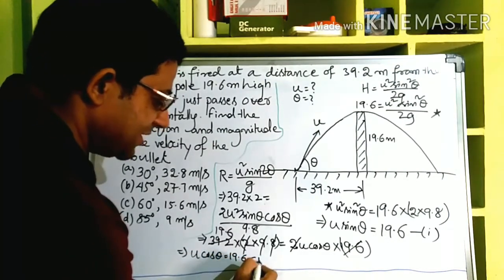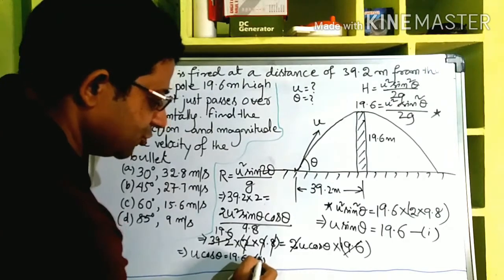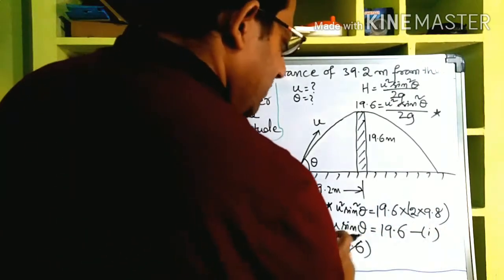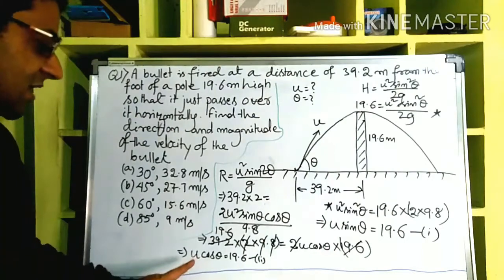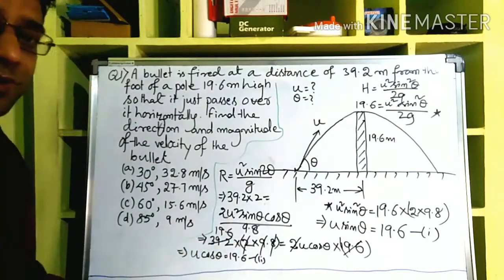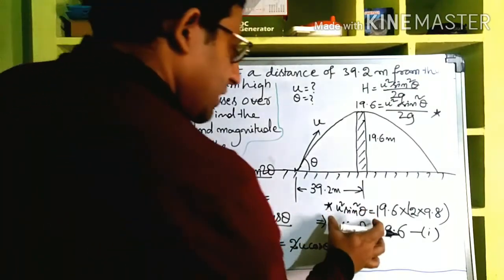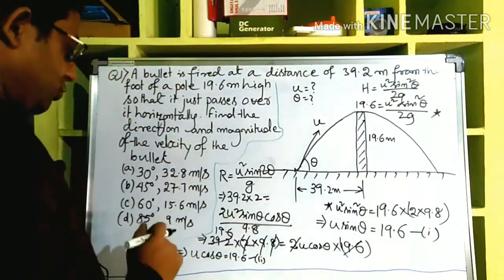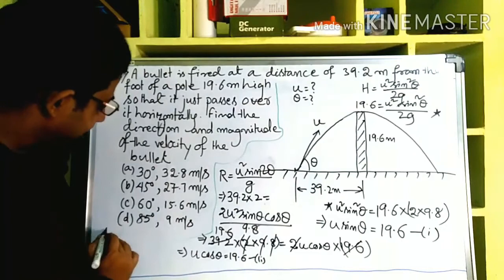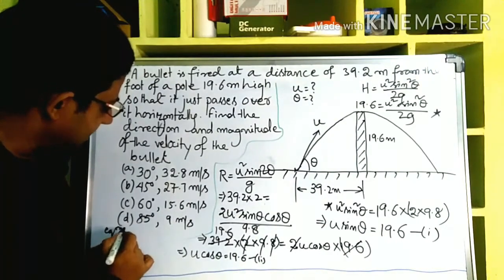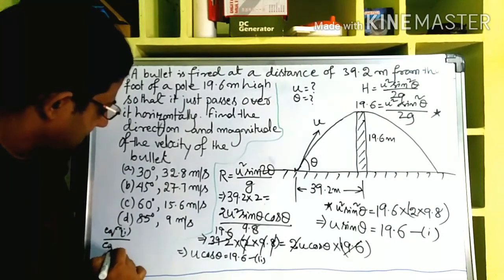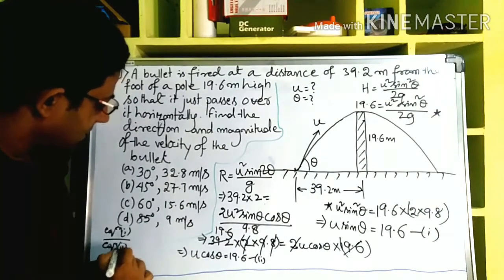Let us call it equation 2. Now in equation 1 we have u sine theta is equal to 19.6. Here we got u cos theta is equal to 19.6. How do we use this? You do equation 1 by equation 2.